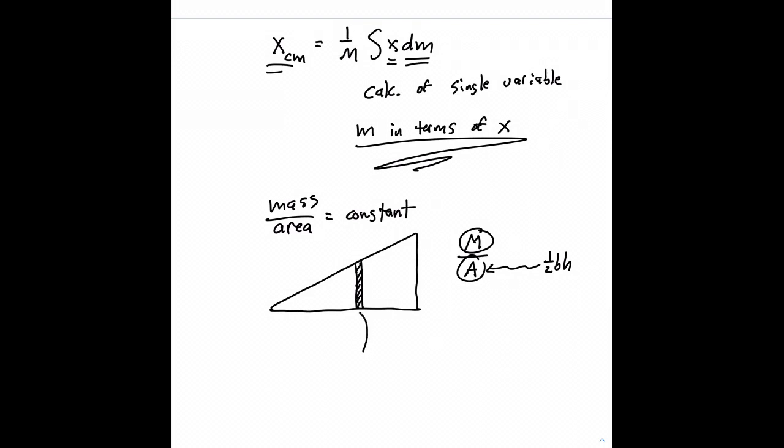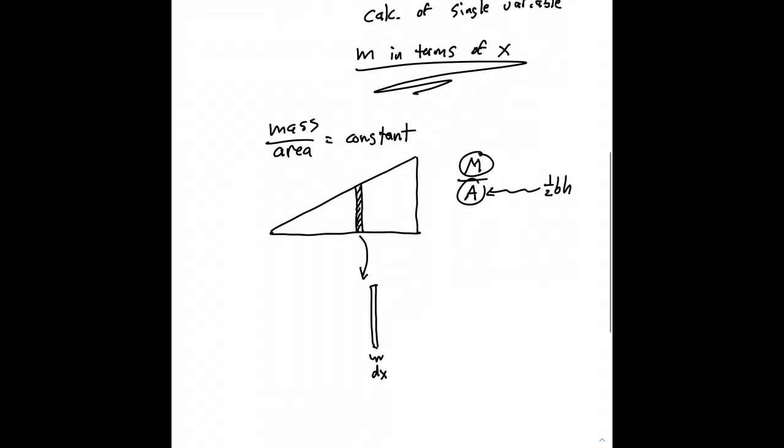So let's pull this slice out of here. Well, we know its width. Its width is dx, and we know its height. Its height is some distance up the y-axis. So if I divide the mass of the slice, which is dm, by its area, which I guess we'll just call dA, and then we know what dA is. Since this little slice forms a rectangle, dA would be nothing more than y times dx.